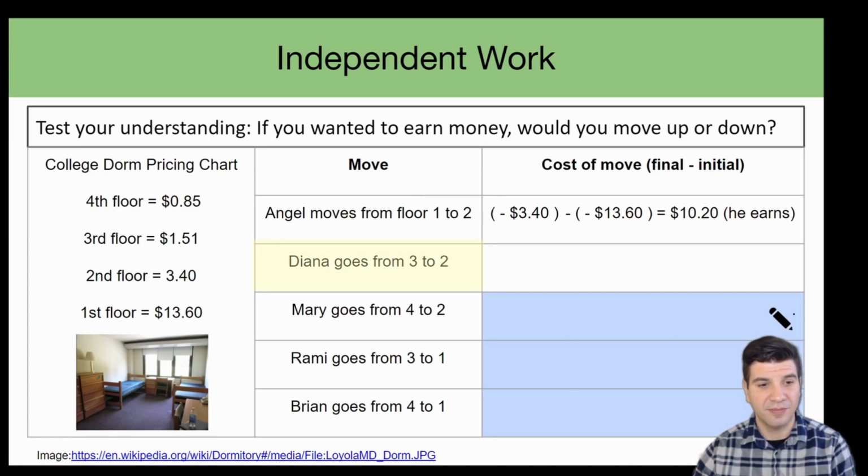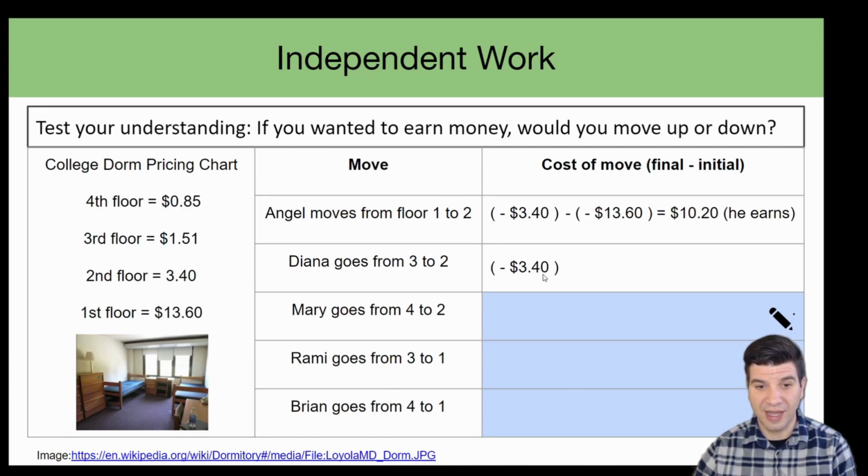Next is Diana. Diana goes from 3 to 2. So she started off on the 3rd floor and she moved down a flight to the 2nd floor. So what are we going to put here? Right, $3.40. And why is that? Because her ending location was on the 2nd floor. So that's why it's $3.40. Notice it's the same for these two. It's the same between Angel and Diana, and these two are the same as well.